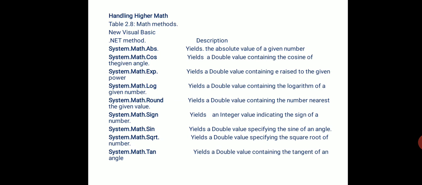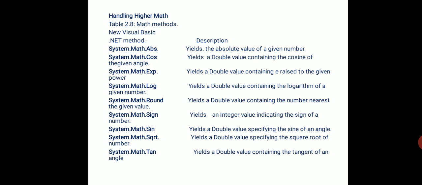See, the first one is System.Math.Abs. System.Math is a namespace. System.Math.Abs yields the absolute value of a given number, and System.Math.Cos yields a double value containing the cosine of a given angle. System.Math.Exp yields a double value containing e raised to the given power, that is, the exponential, and System.Math.Log yields a double value containing the logarithm of a given number.